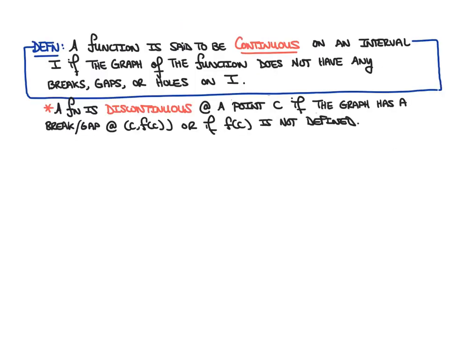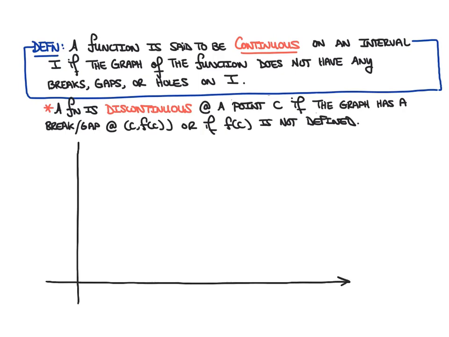The final property that I'm going to highlight is what we call a continuous function. So I've given you the real definition here, and that is that a function is said to be continuous on some interval if the graph does not have any breaks, gaps, or holes. So let me draw you an example of a really nice function that is continuous. It would just be a graph that doesn't have any issues as we draw it.